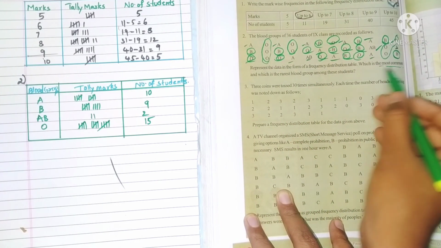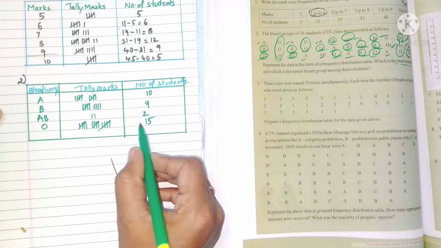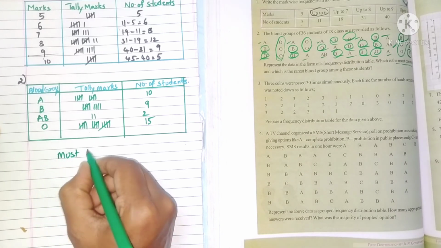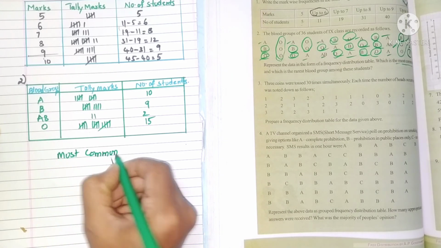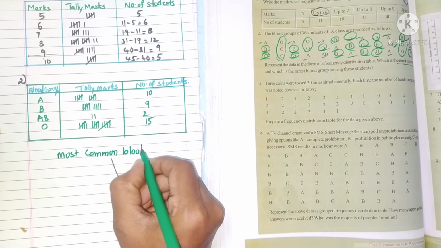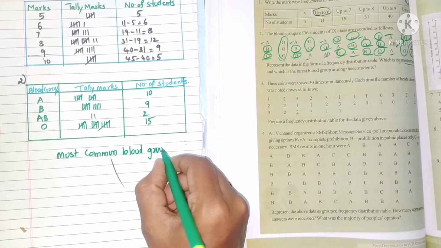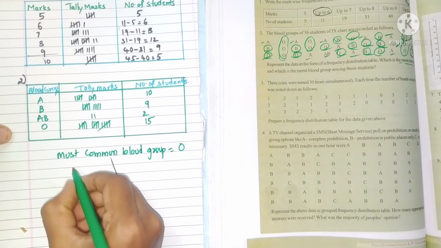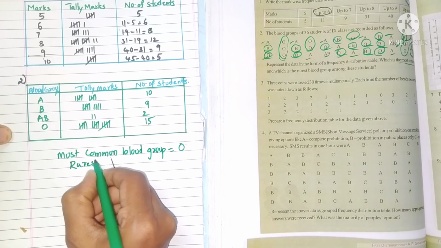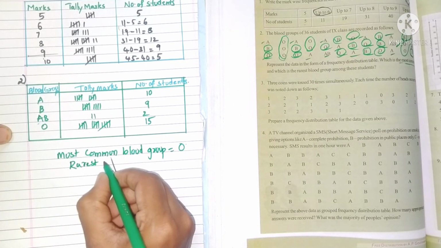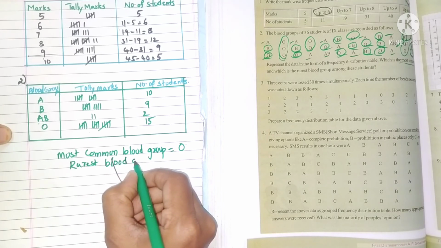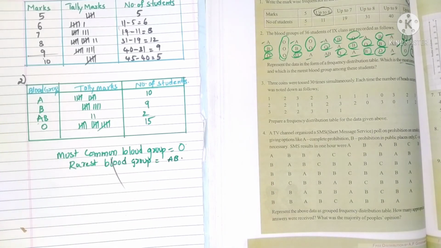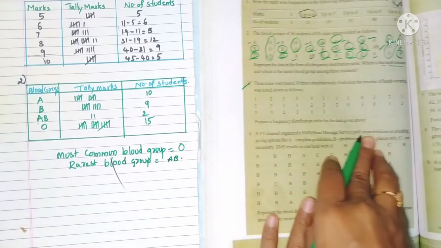Okay, so here the question is, which is the most common, which is the highest here? O positive. So most common blood group is O. Okay, next, which is the rarest blood group? Rarest blood group means the least, AB. Rarest blood group equals AB. That's it.